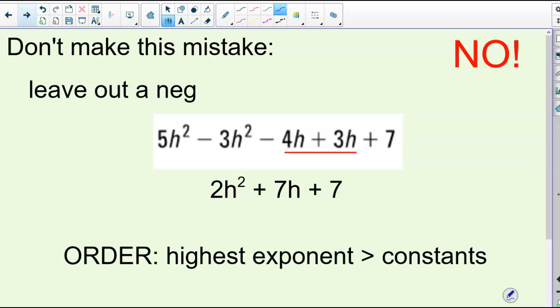Leaving out a negative. So here, if I'm finding like terms, right, I have h's and 4h and 3h combined to make 7h. No, this term is really negative 4h and then positive 3h. Well, negative 4 and positive 3 doesn't make 7. That makes negative 1h. Use a negative, that's actually part of a term.